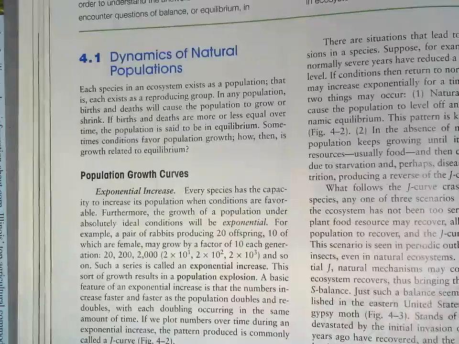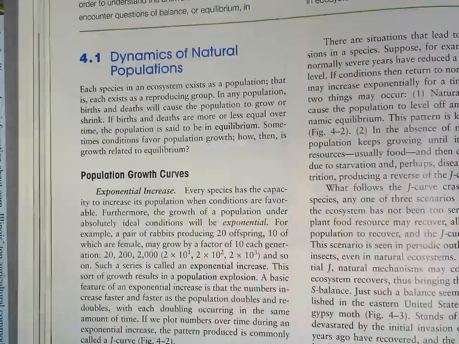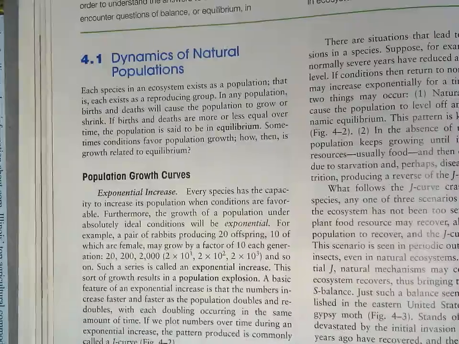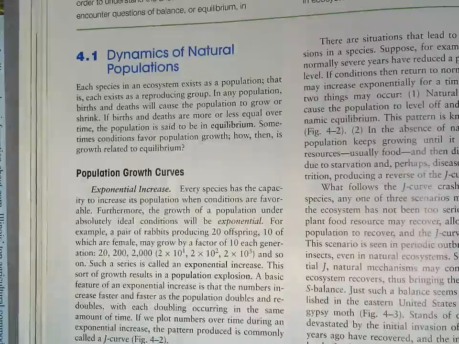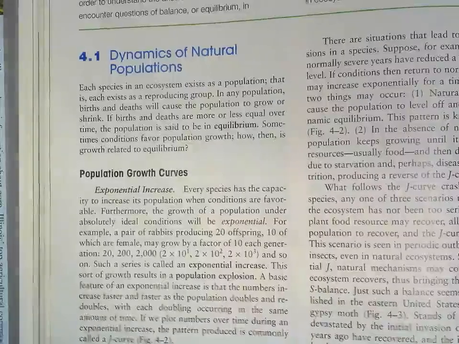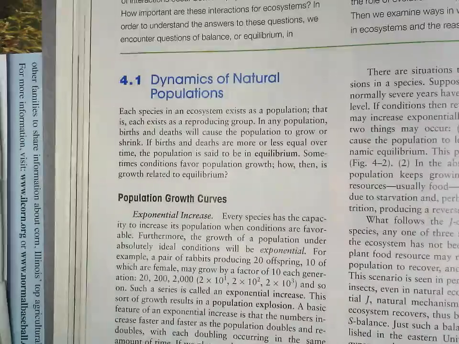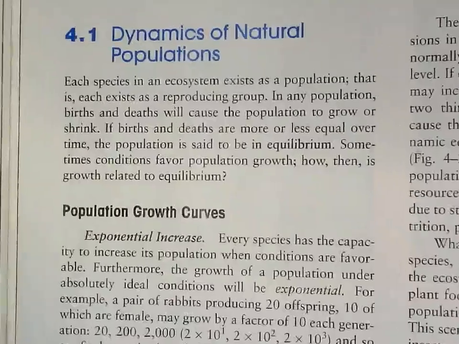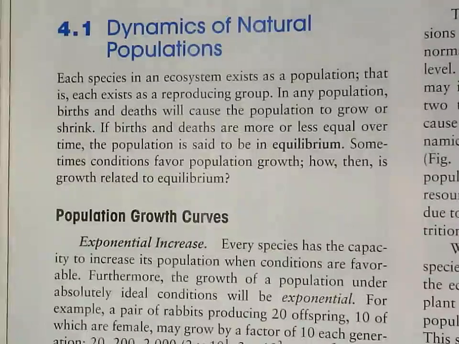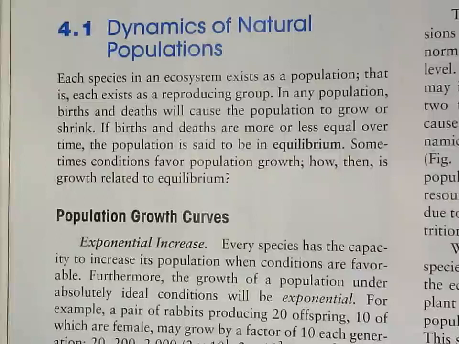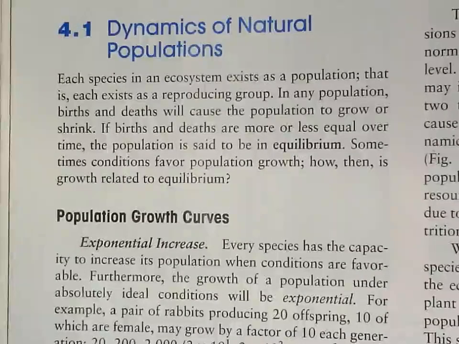So they start off, we're talking about populations in nature, more specifically like animal, plant populations, stuff like that. We'll deal with human populations later. They start off by giving you the definition for equilibrium here. If births and deaths are more or less equal over time, the population is said to be in equilibrium, okay, meaning a balance.